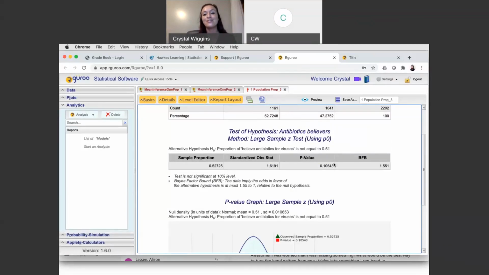So my p-value is 0.105. Super close to my alpha level. Recall my alpha level is 0.10. This test is not significant. It's also giving you a conclusion. It's telling you the p-value, even though very slightly, is larger than our significance level, which means we are going to fail to reject the null hypothesis. And that means that we do believe the researchers' claim that 51% of Americans believe that antibiotics actually work against viruses. Now that concludes our review for hypothesis testing. I'll see you next time.